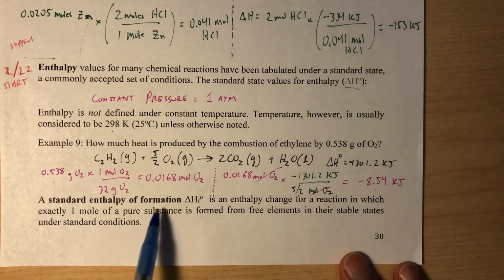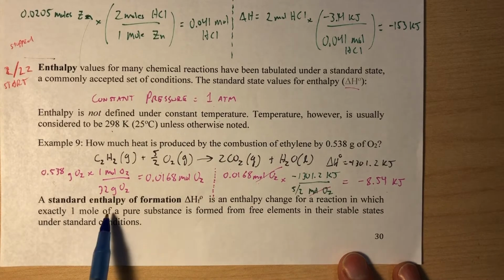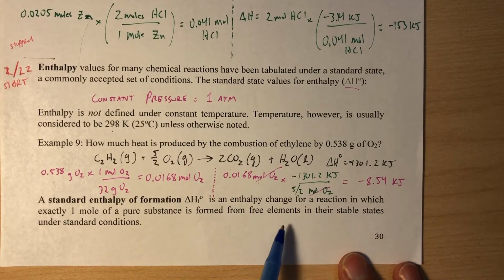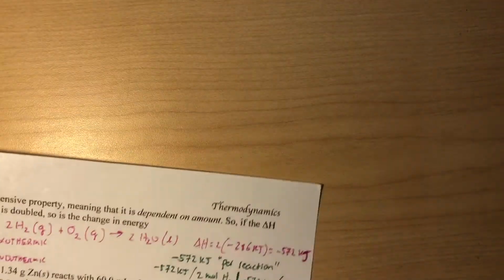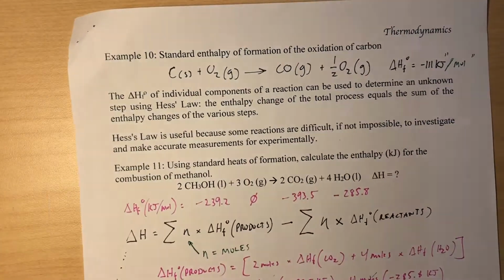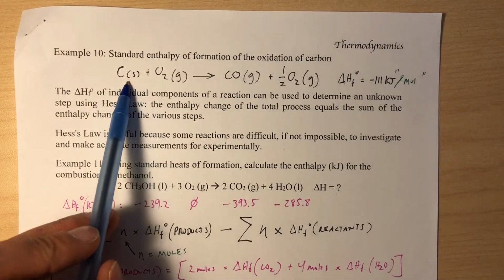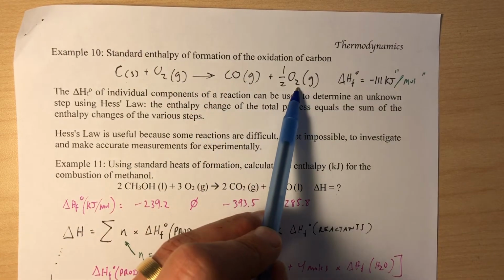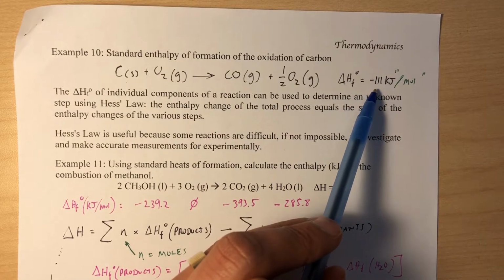The standard enthalpy of formation, the delta HF naught, is the enthalpy change for the reaction in which exactly 1 mole of a substance is formed from free elements in their stable state under standard conditions. So, for example, we can look at the standard enthalpy change for the oxidation of carbon. Here we have carbon solid reacting with 1/2 an equivalent of oxygen gas to form carbon monoxide gas. The enthalpy of formation of that would be listed as negative 111 kilojoules.